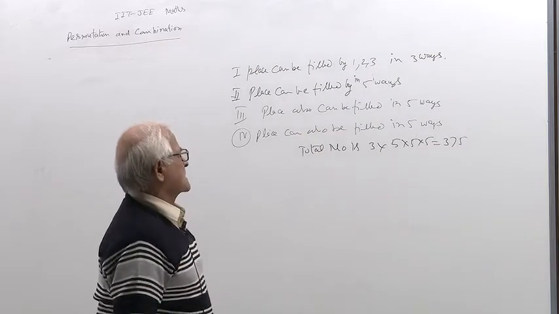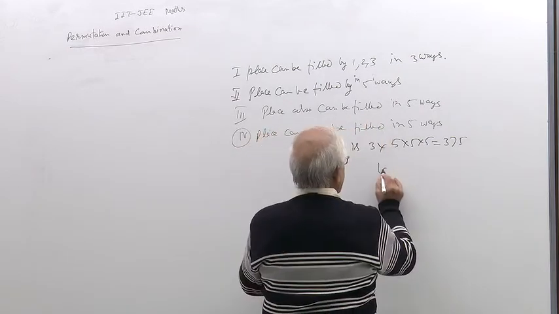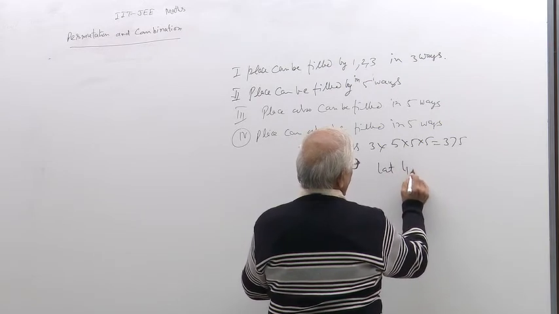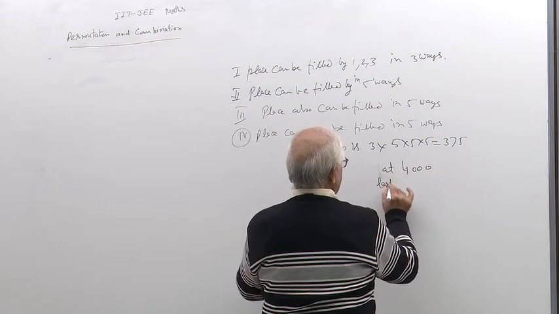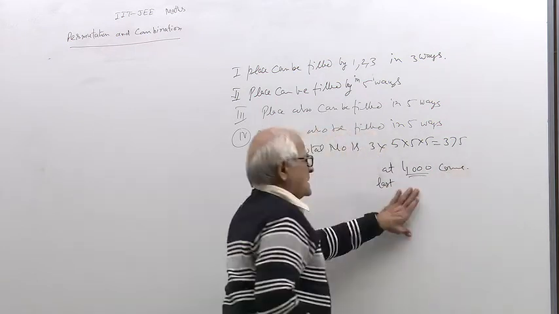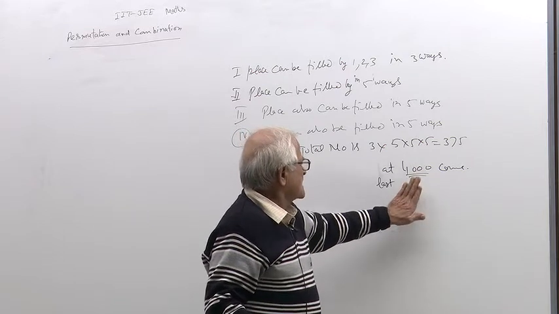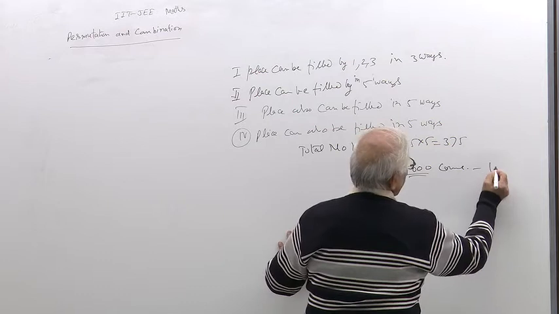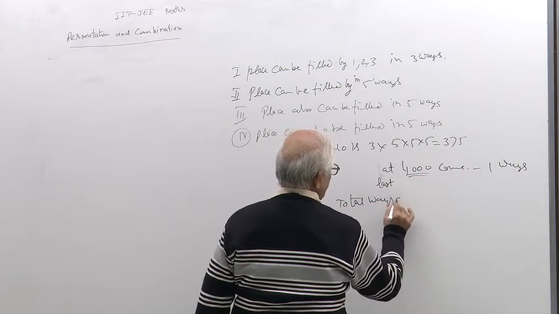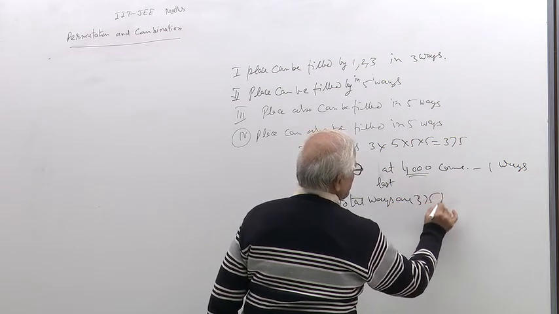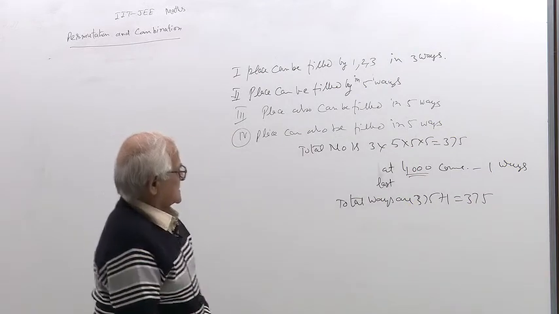The total number is 3 into 125, which is 375. But digits are repeated, therefore at last 4,000 will also come. At last 4 will come, because digits are repeated. If we put the 4, then 0 is repeated 3 times, so this will also be one arrangement, one way can be added. So therefore the total ways are 375 plus 1, 376.